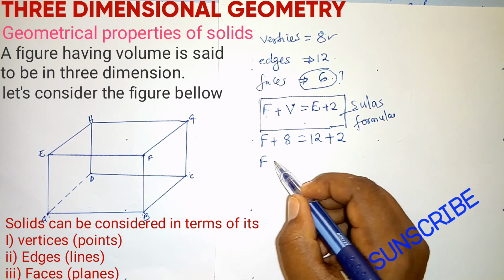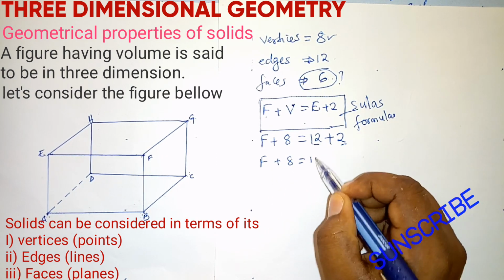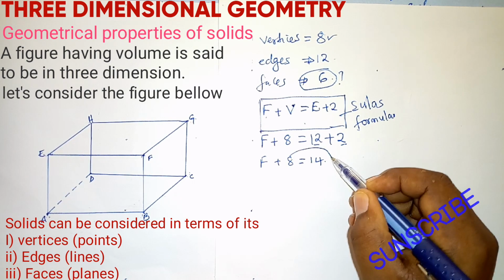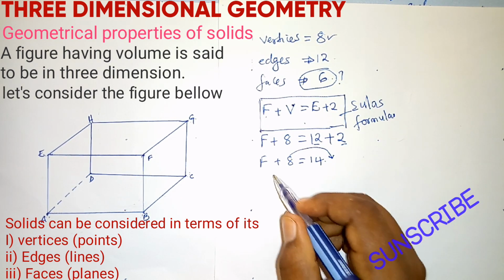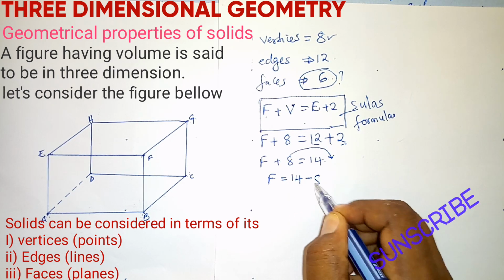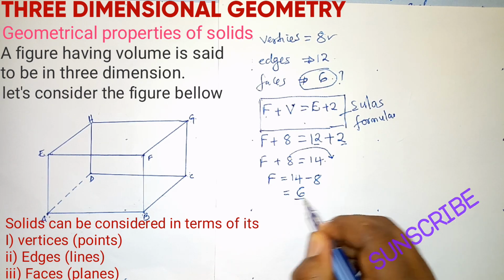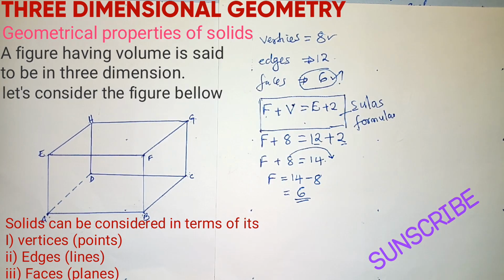F plus 8 should be equal to 12 plus 2, that will be 14. So we take 8 to the other side, therefore F should be equal to 14 minus 8, and the number of faces will be 6.